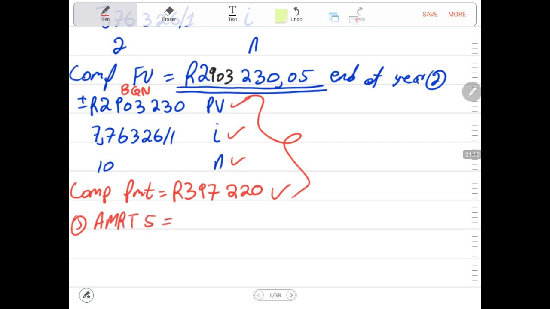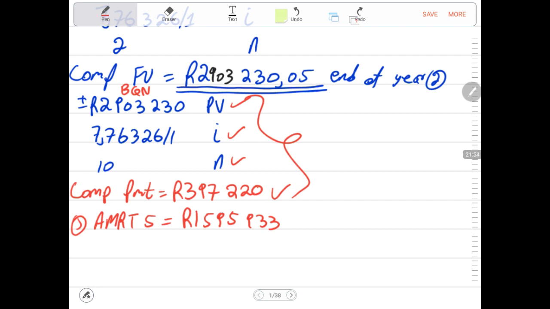5. We want to know that, then we say amort 5, go to P2, then you say under P2 5, then you say enter, then you scroll down. Now this will give us the balance after the 5th payment was made. Then the balance after the 5th payment was made will be 1,595,933 rand. So this is the balance after the 5th payment was made, and the 5th payment was made at the end of year 6.